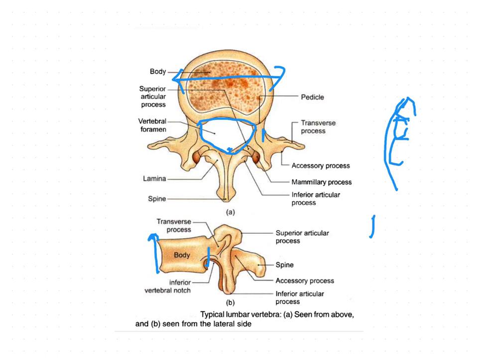Now the next part is the laminae. The laminae are short, thick and broad. They are directed backwards and medially to complete the vertebral foramen posteriorly. So it completes the vertebral foramen backwards. The overlapping between the laminae of the adjacent vertebrae is minimal here. That means the overlap between the laminae of the vertebrae above and below is very minimal.